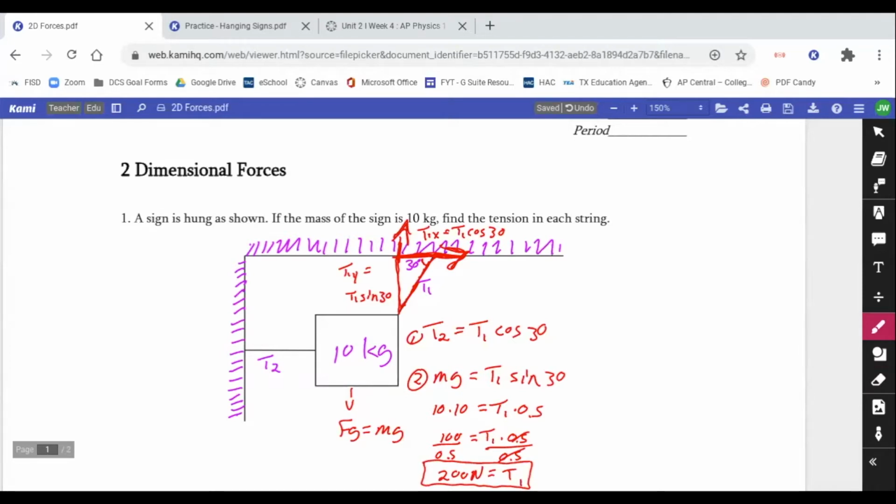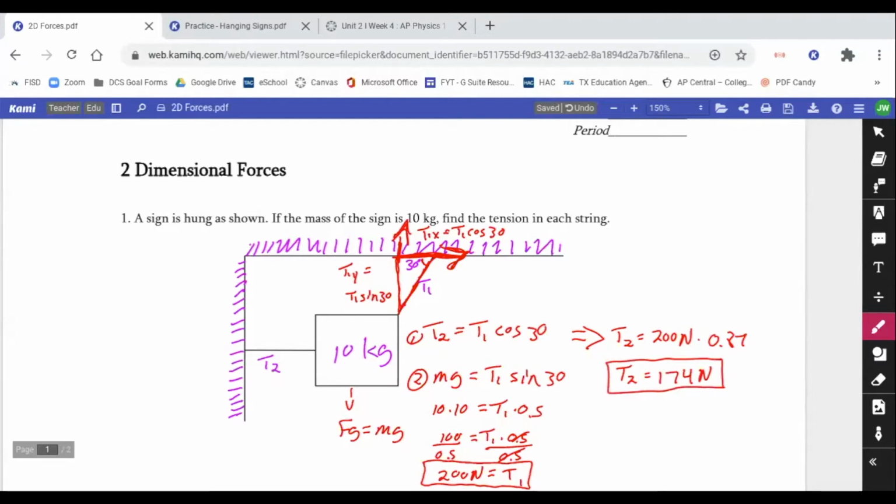Now if I go back up to the one that I marked as equation 1, and give myself a big arrow to say I'm moving this over here, I've got T2 is equal to T1, which we said was 200, times the cosine of 30. Let me get the cosine of 30 from my calculator. It tells me it is 0.87. So T2 is equal to 200 times 0.87. In my calculator, I get 174 newtons.